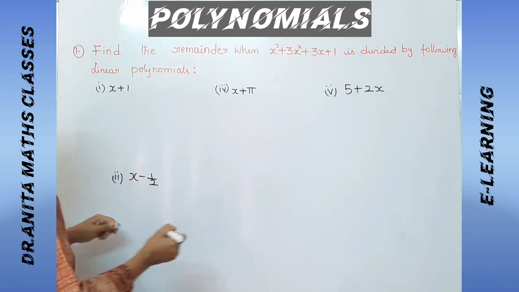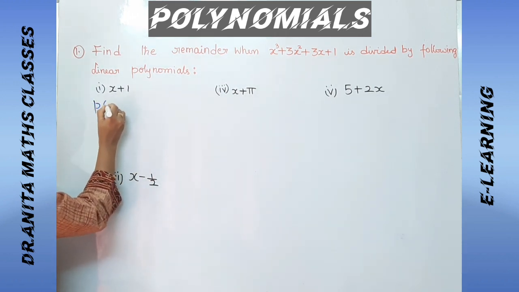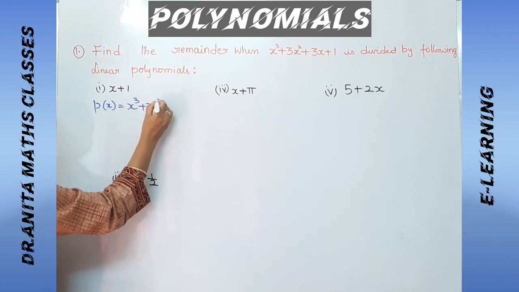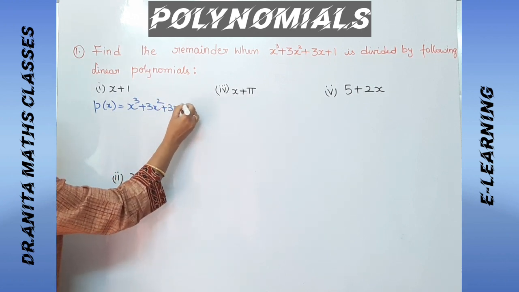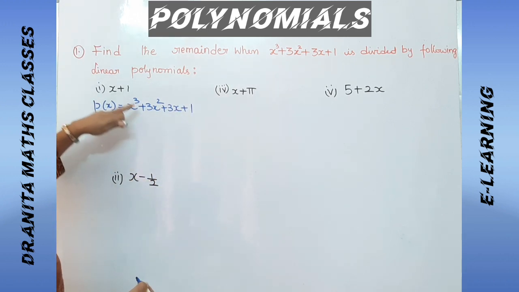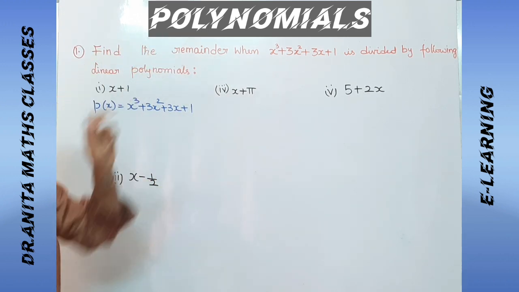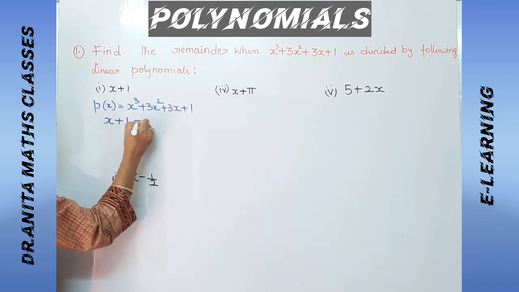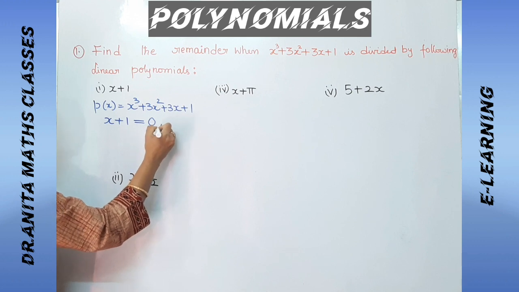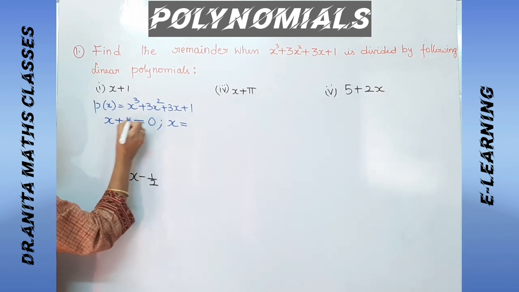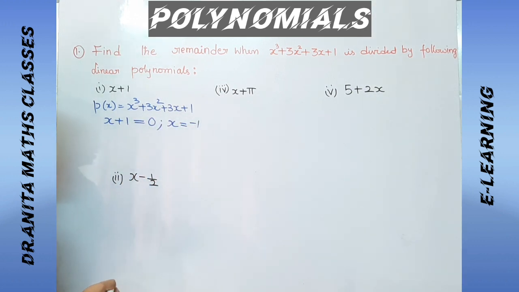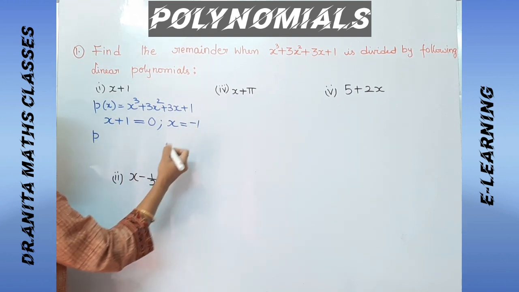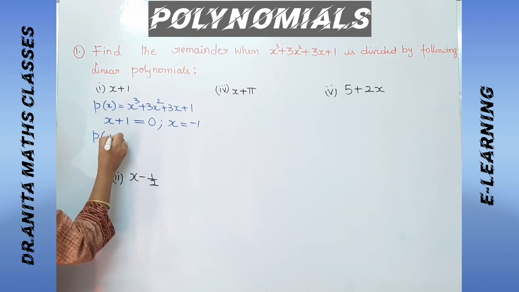This is a linear polynomial. Our p of x equals x cube plus 3x square plus 3x plus 1. It is divided by this, and we have to find the remainder. When this linear polynomial is equated to 0, x equals, if you shift this 1 to the other side, minus 1. So we will substitute minus 1. So p of a, here a is minus 1, is the remainder. So p of minus 1.